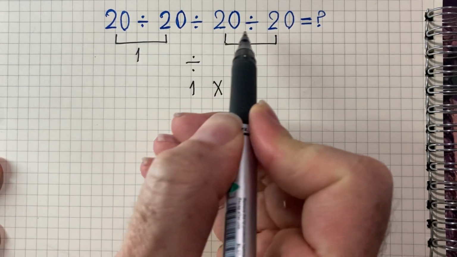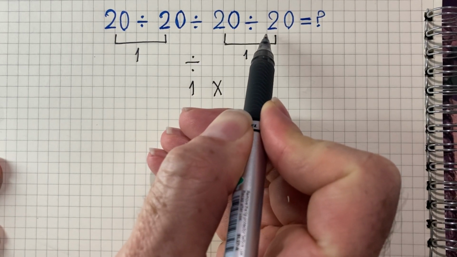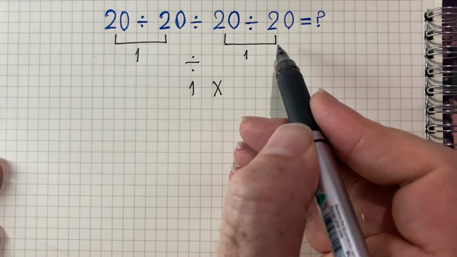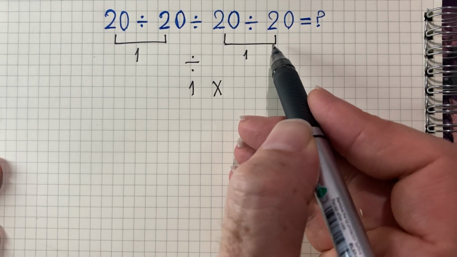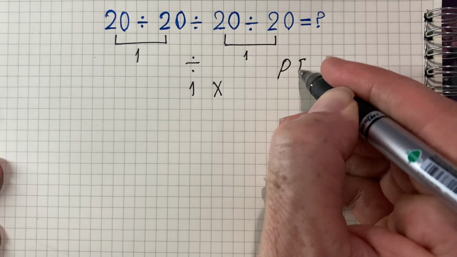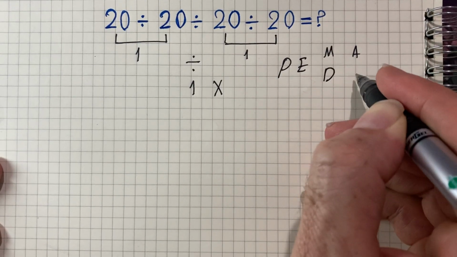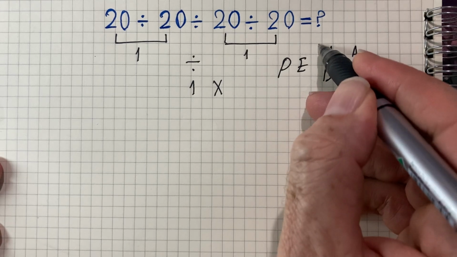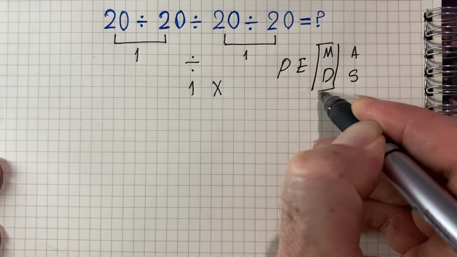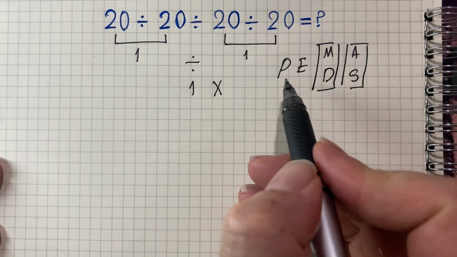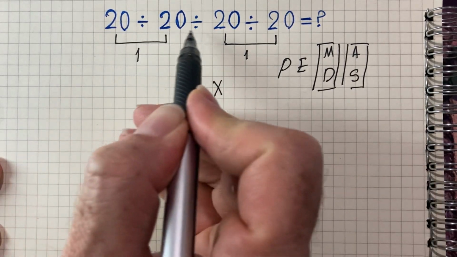Why? Because to solve this question, we need to follow a set of rules that is called the order of operations. The order of operations can be remembered by PEMDAS: parentheses, exponent, multiplication, division, addition, and subtraction. Remember, multiplication and division share the same level, and also addition and subtraction. But how can we use this PEMDAS to solve this question?